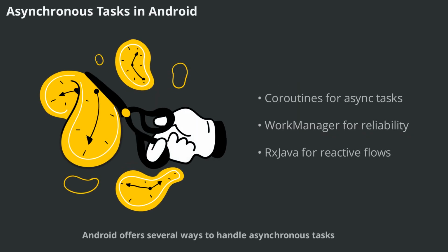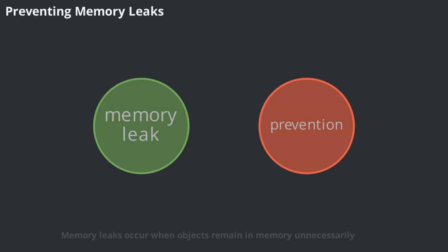Android offers several ways to handle asynchronous tasks, including coroutines for sequential and readable code, WorkManager for guaranteed execution, and RxJava for functional reactive programming. AsyncTask is deprecated, so modern apps should use coroutines or WorkManager for background operations, ensuring responsive UI and efficient resource use. Memory leaks occur when objects remain in memory unnecessarily.